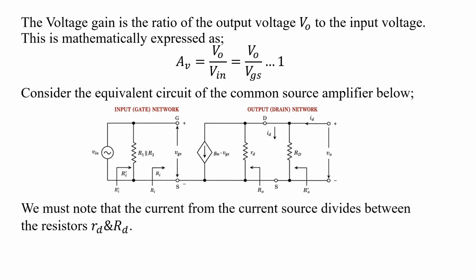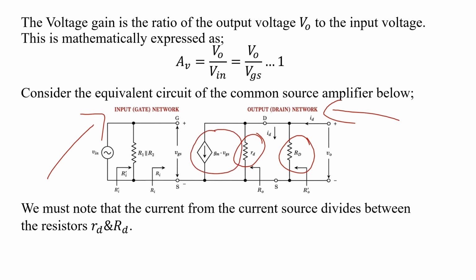Now, you must know that the current from the current source divides between the internal drain resistance and the external. Let's explain what that means. This is the internal drain resistance, that's the internal resistance of the transistor, while this is the external drain resistance. You're already seeing that this is the drain and this is the gate. This is the controlled current source. So when this current gets to this point here, it's divided into two. We'll have one through the internal drain resistance and one through the external drain resistance as seen.